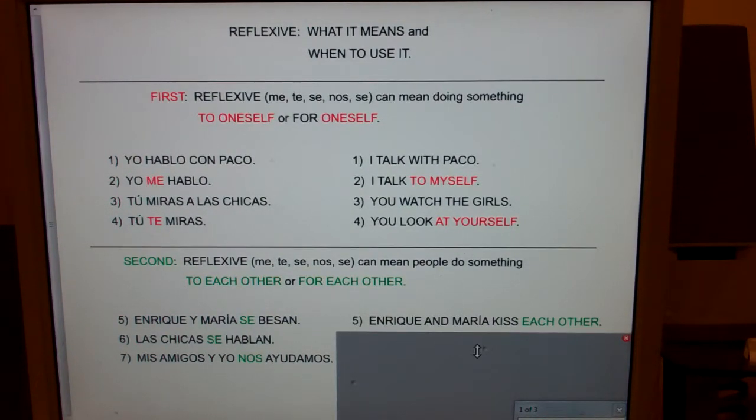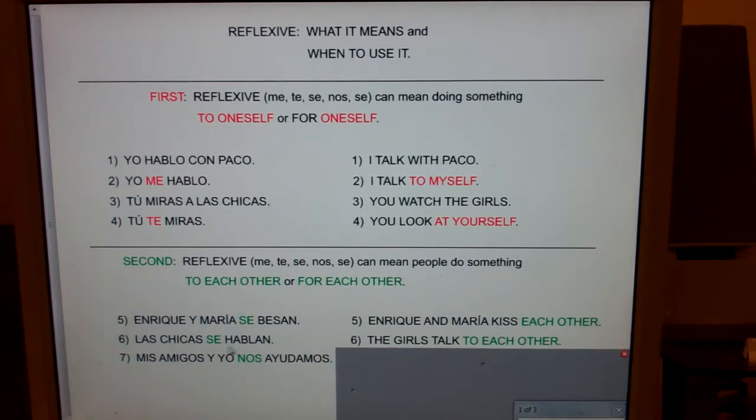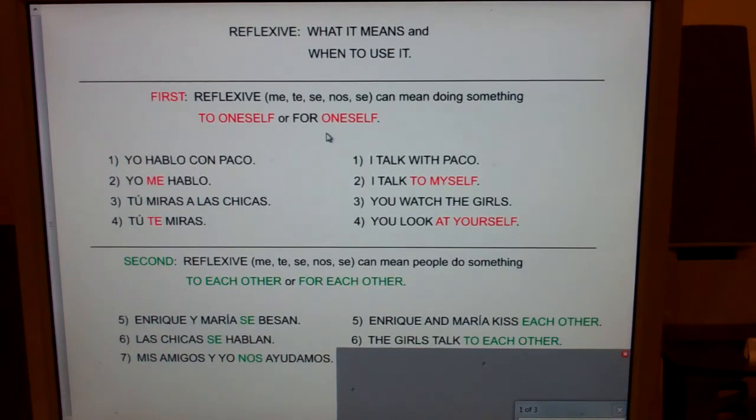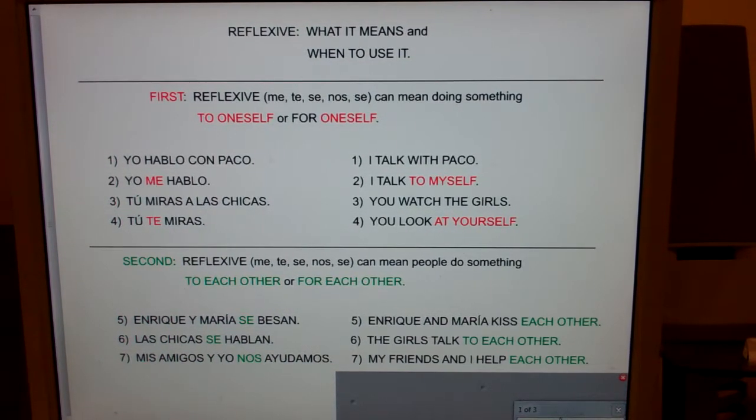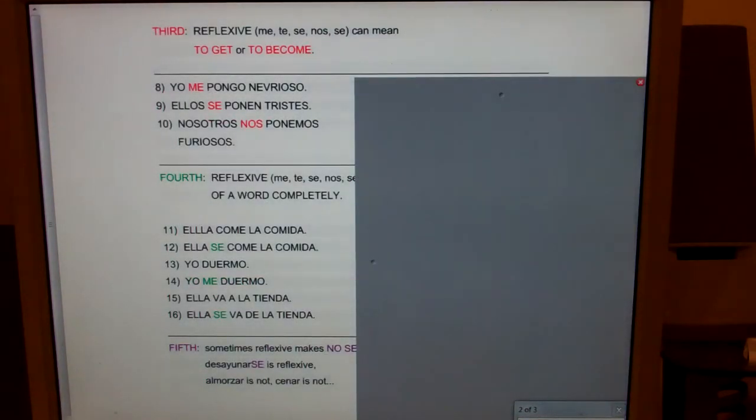Las chicas se hablan. The girls talk to each other. If I just say las chicas hablan, we expect them to be talking to other people. But if I put a se, it means they talk to each other. So remember, up here, se meant oneself, and down here it means each other. And number 7, mis amigos y yo nos ayudamos. My friends and I help each other. So, me, te, se, nos, se can mean oneself, and can also mean each other. So is that it, Mr. Holt? No, there's one more, at least one big category left.